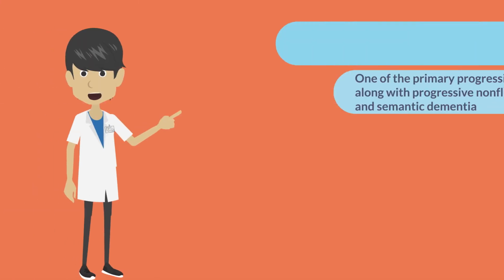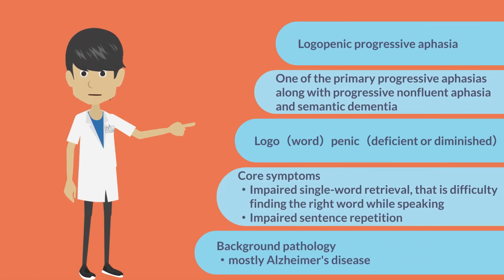Logopenic progressive aphasia is one of the primary progressive aphasias along with progressive non-fluent aphasia and semantic dementia. For images of progressive non-fluent aphasia and semantic dementia, please see the video on dementia in this channel. Logo means word, and penic means deficient or diminished. The core symptoms are impaired single-word retrieval, that is difficulty finding the right word while speaking, and impaired sentence repetition. Background pathology is reported to be mostly Alzheimer's disease.